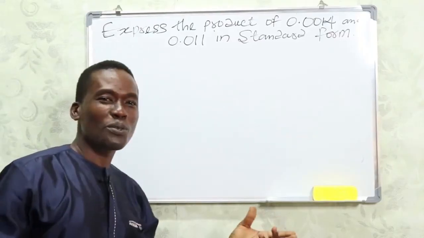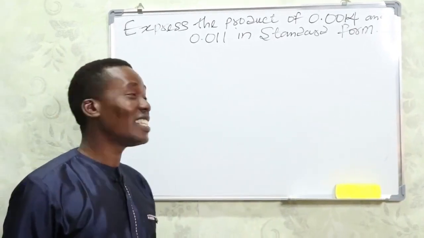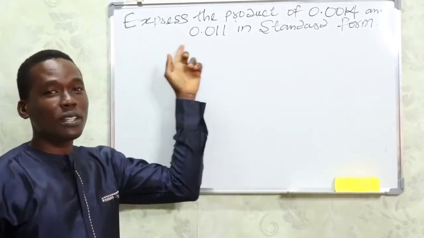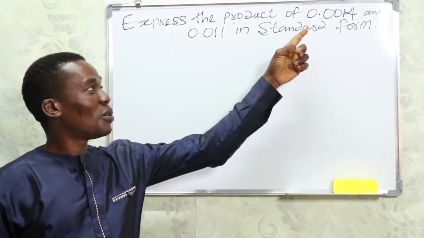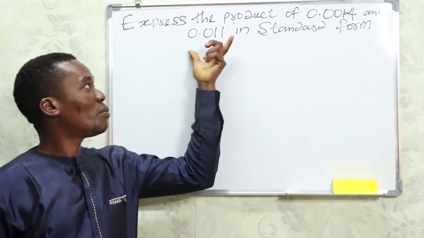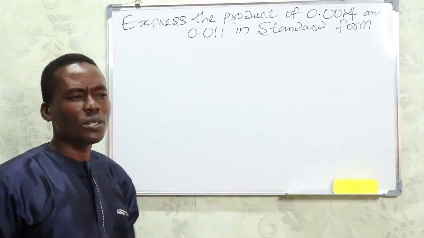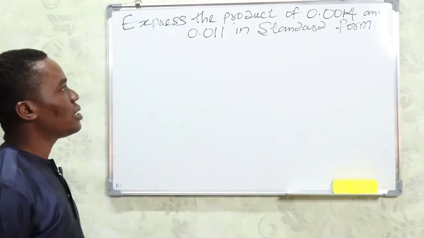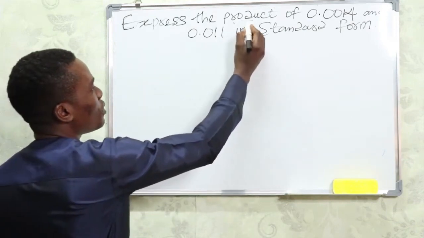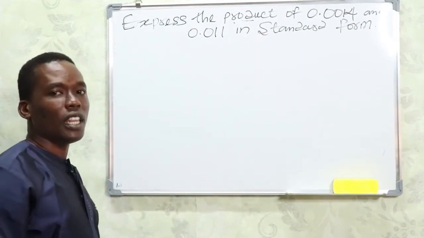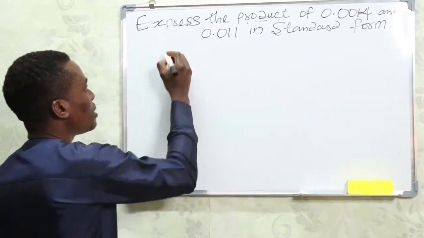Let's look at sample 2. It was displayed on the screen, and the question says express the product of 0.0014 and 0.011 in standard form. Now I want us to take this one at a time. You are asked for the product. Product is multiplication in mathematics.